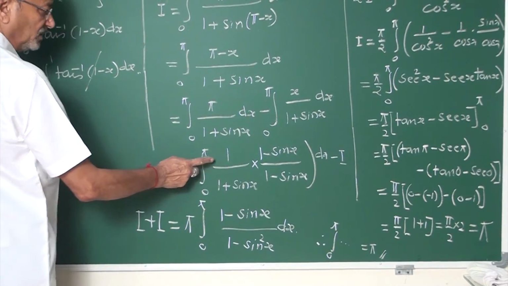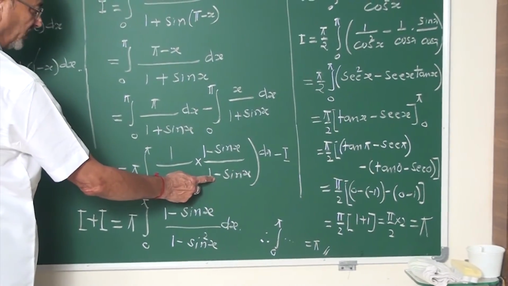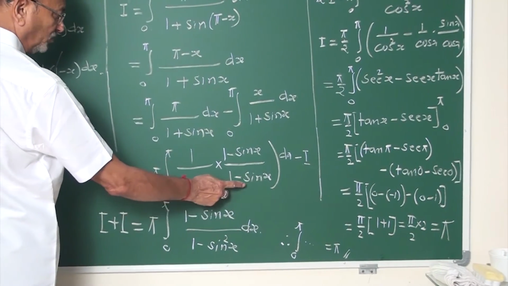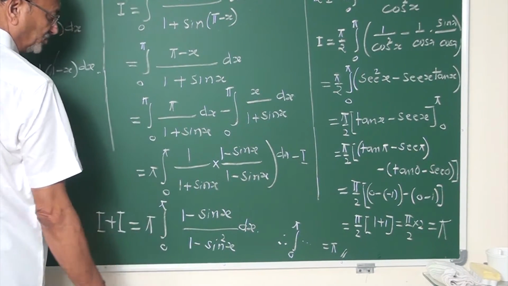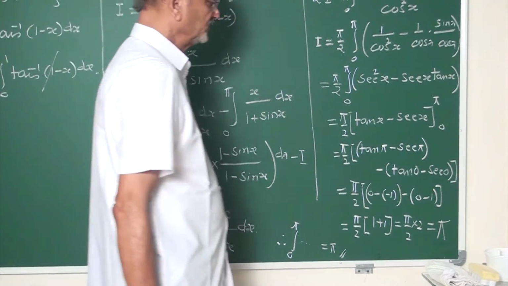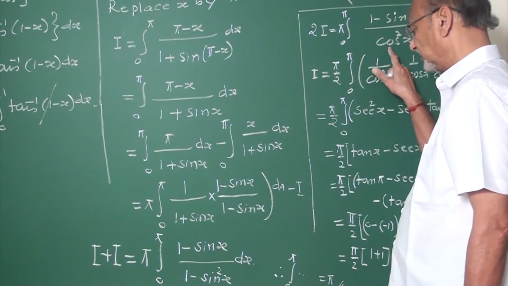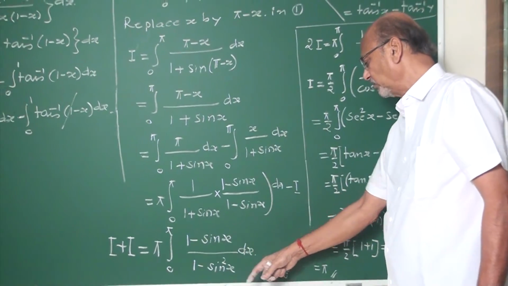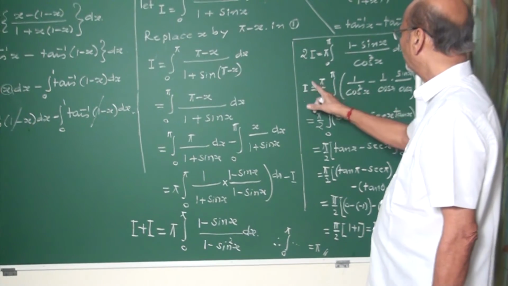This pi, 1 into 1 minus sin x, over 1 plus sin x into 1 minus sin x. A plus b into a minus b is a square minus b square. 1 minus sin square x is cos square x. 1 minus sin square x is cos square x here, my friend. Numerator is same, 1 minus sin x upon cos square x. This 2 I have taken to this side.